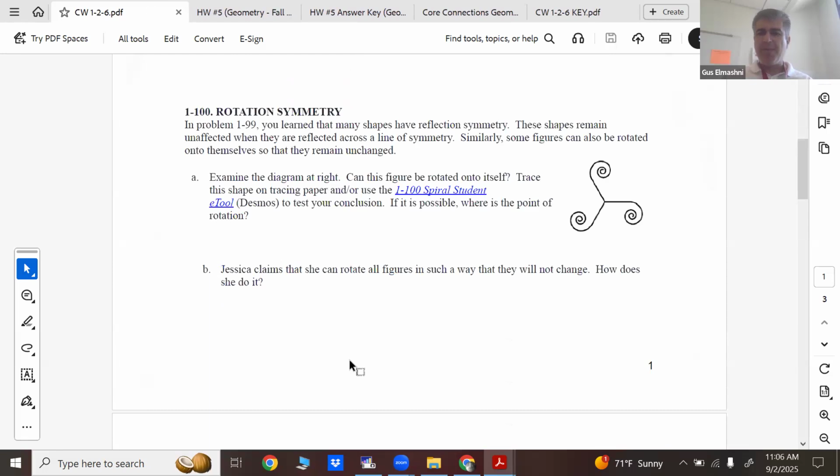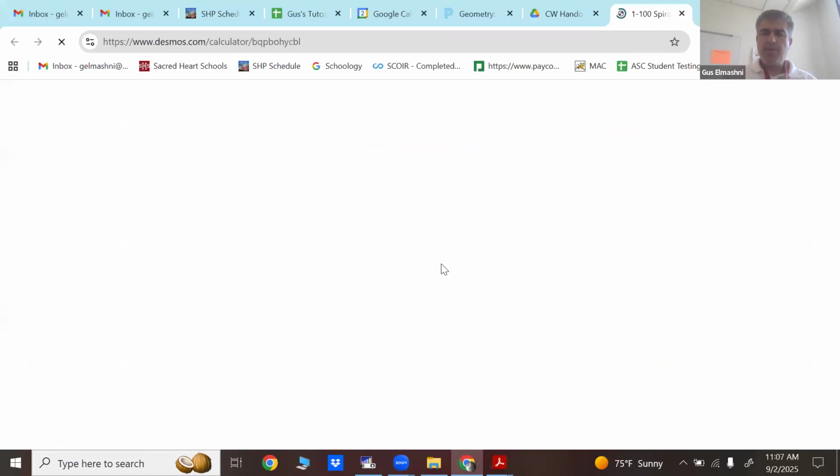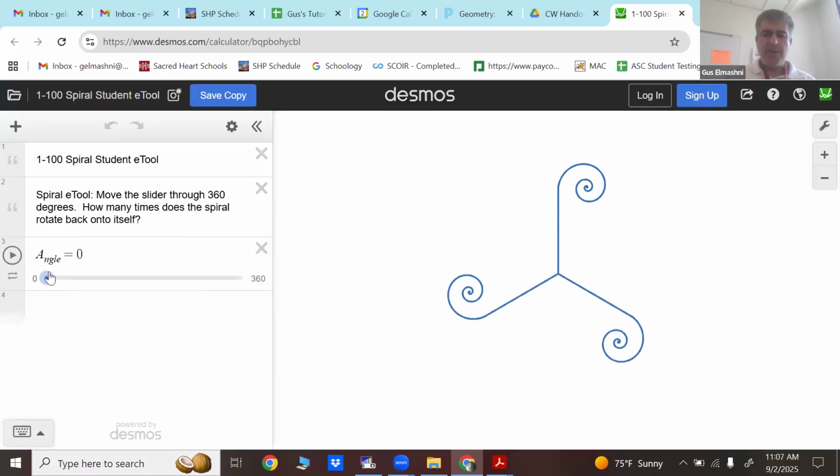this one here. This one I'm gonna have to kind of do with you because it actually does require accessing a site. But let's talk about this one here. Let's see. Cam, can you read 100, please? Similarly, some figures can also be rotated onto themselves. When can this figure be rotated onto itself? Is it possible there can be a rotation? So we won't do it on the tracing paper. I think we'll just rotate it.